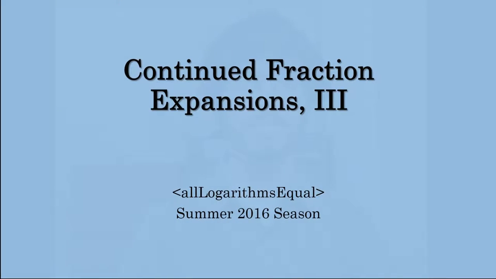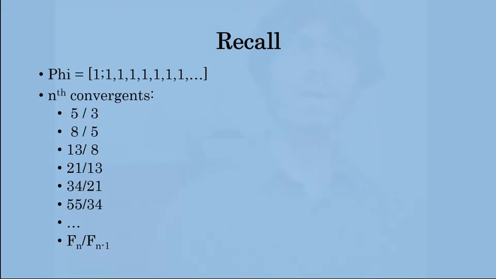And here we have it. Continued fraction expansions, part 3. Alright? So as you'll recall from the previous episodes, phi, the golden ratio, this very special algebraic irrational number, can be written using this notation as 1, semicolon, 1, comma 1, comma 1, comma 1, indefinitely, on and on.